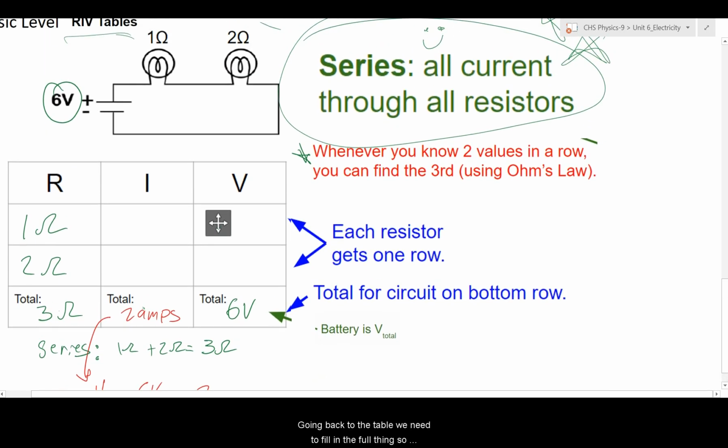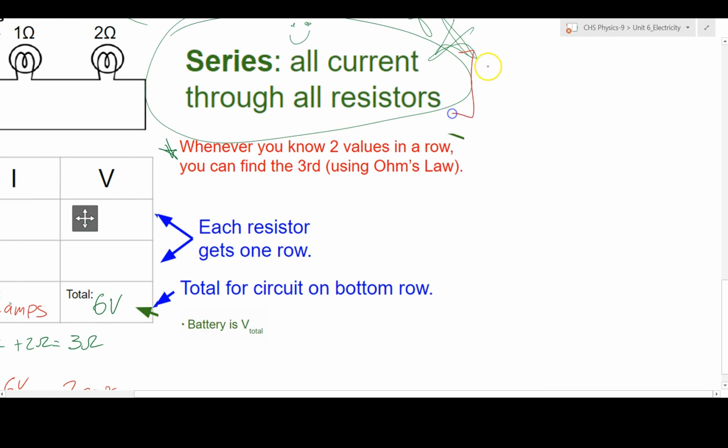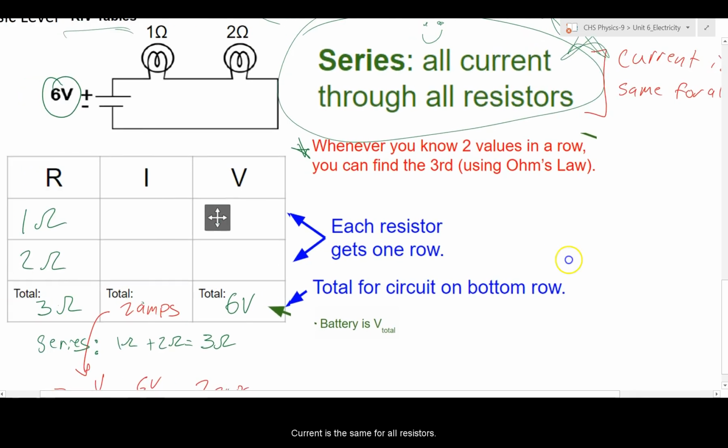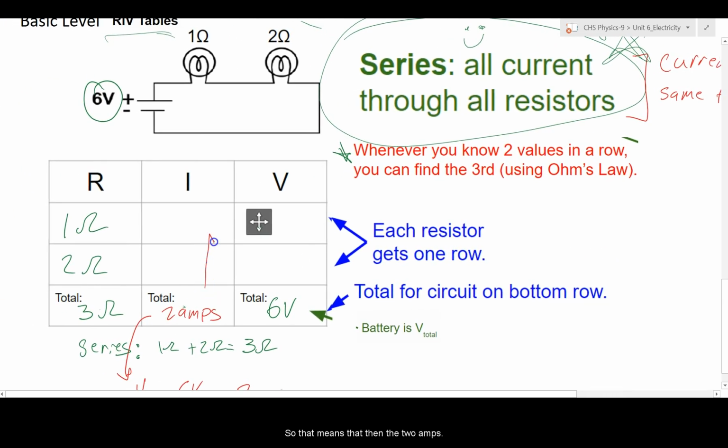Now, going back to the table, we need to fill in the full thing, so there has to be some way to do this. If you look at the one I said to circle and star: in series, all current goes through all resistors. That means the current is the same for all resistors, so the 2 amps is true for all of them. This is only true for series. It's going to be different for parallel, but these are the rules for series.